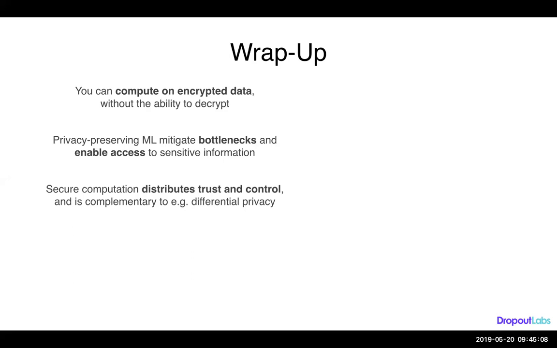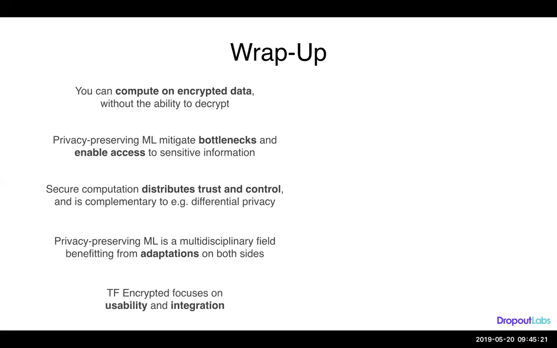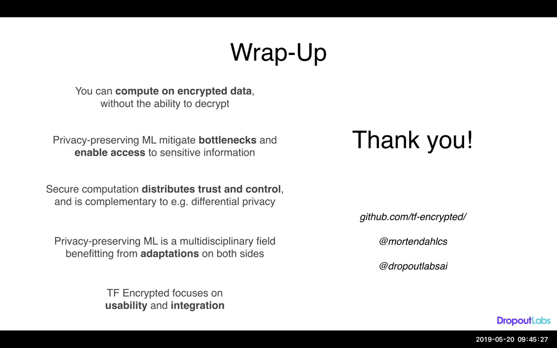Secure computation is all about distributing trusted control, and mitigating bottlenecks for whatever your use case. You need to have adaptations from both sides, so being in a common framework is essential. And TF Encrypted is really about making this easy to use. There's a few resources here on GitHub, and otherwise I'll say thank you.